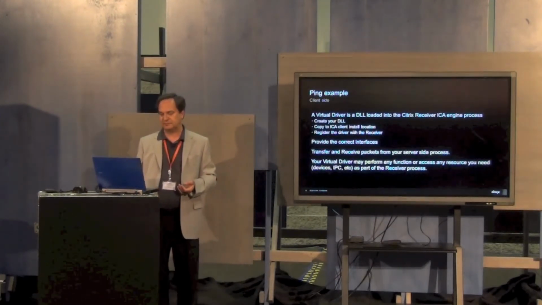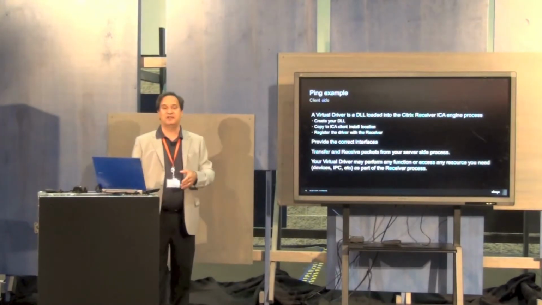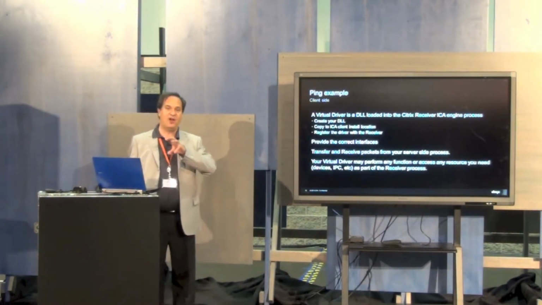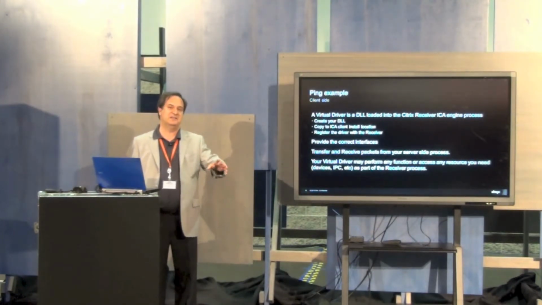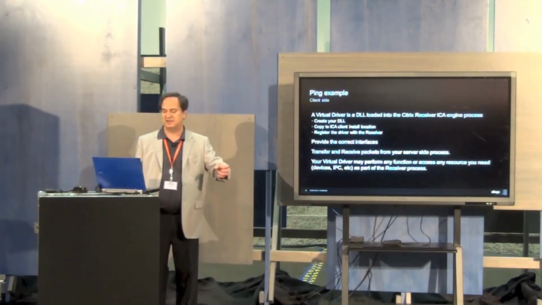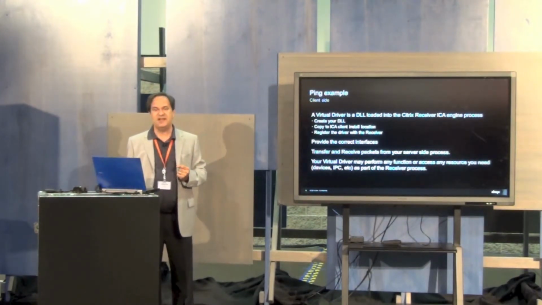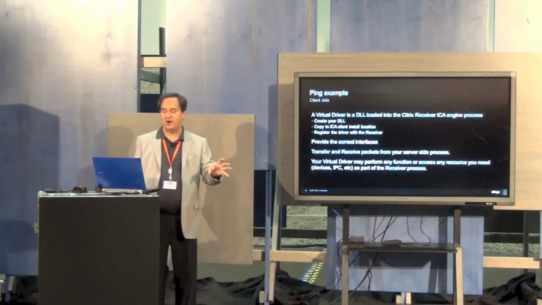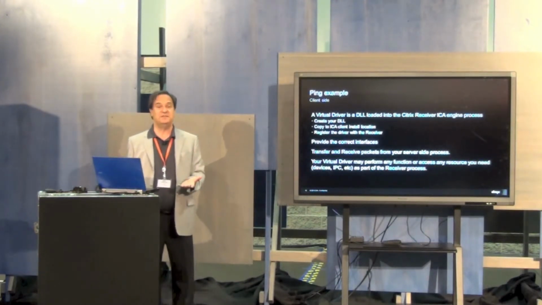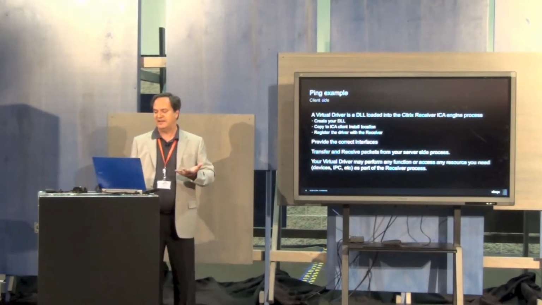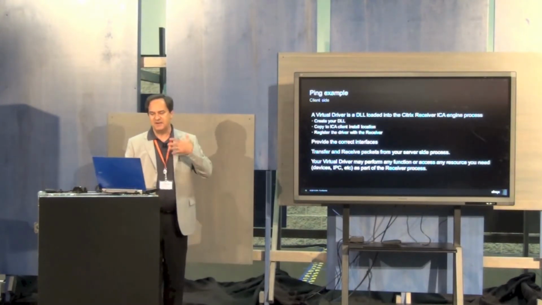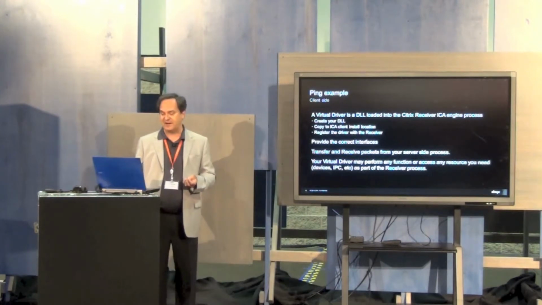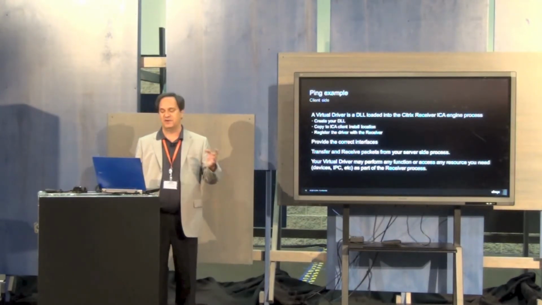Now, on the client side, you need to create a DLL according to the directions in the SDK. You're going to copy that DLL into the same location as the ICA client or HDX engine. The SDK then explains how you register your driver with the receiver. Once you've done that, your DLL will be loaded into the Citrix receiver ICA engine process. Obviously, you must have the correct interfaces as described in the SDK, and then you can transfer and receive packets.